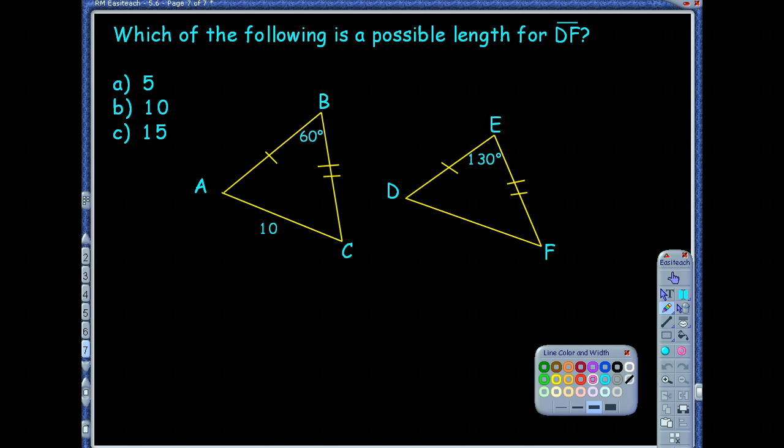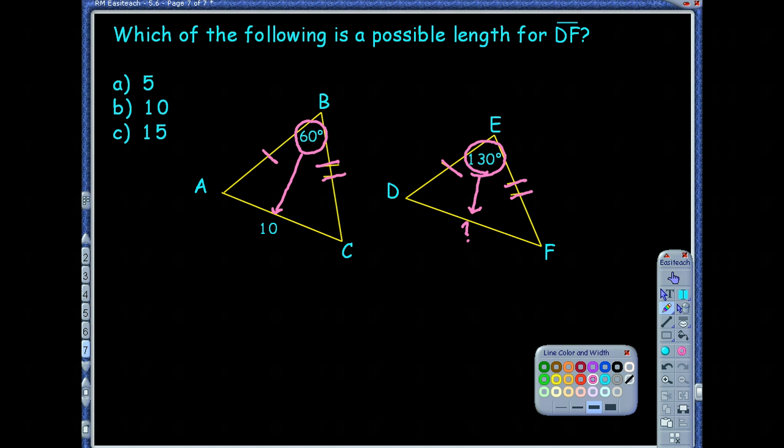All right, last one. Which of the following is a possible length for DF? So we're trying to just look at segment DF. And looking at these 2 triangles, Mrs. Palermo, what do you notice? Okay, well, I see the 2 sets of congruent sides. I see some angles that are included between those. There's a 60 degree and then there's a 130 degree. And I also see that they're giving you AC's length, which we haven't been doing. We've been just comparing that side AC to DF.